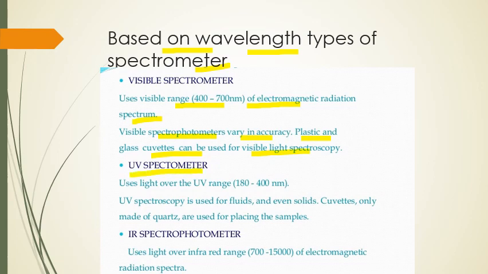The second spectrometer is UV, and it uses the light over the UV range, and that is 180 to 400 nanometers. The ultraviolet spectroscopy is used for fluids and even solids. The cuvettes made up of quartz are used for placing the sample. If we are using the double beam spectrophotometer, the sample material and the reference material both are made up of the same material, quartz.